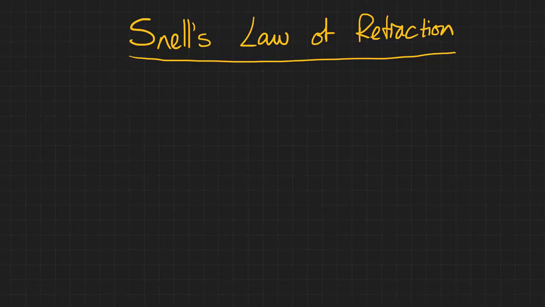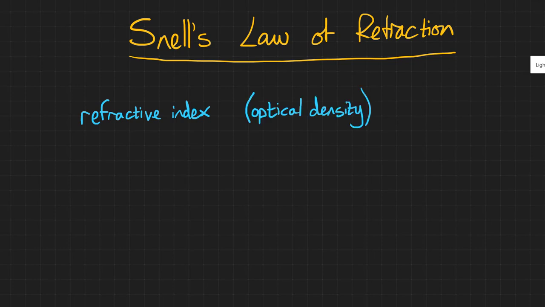Hi, in this video I will introduce refraction and Snell's law. When electromagnetic radiation, and that includes visible light, moves from a vacuum into another medium, a solid, a liquid, or a gas, it slows down. The amount it slows down by is dictated by the refractive index, which is also known as its optical density. This is a property of particular materials, and it can also be affected by the frequency of the light itself. We'll look at that later.